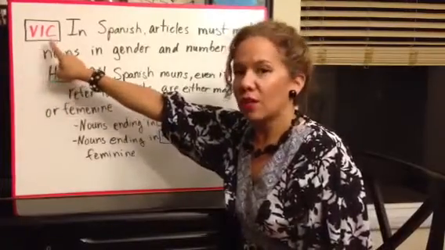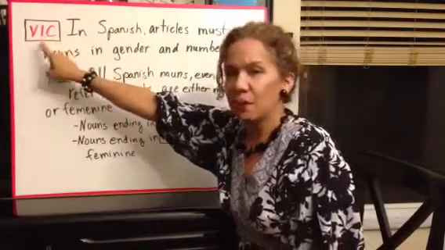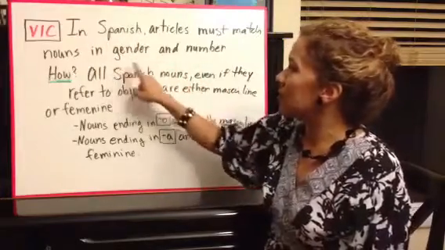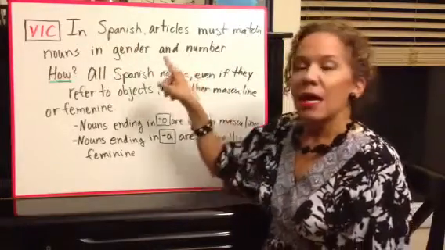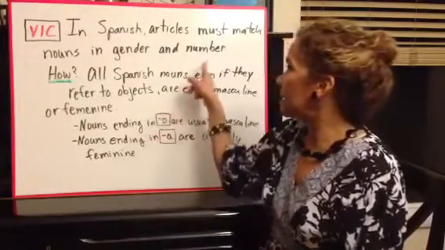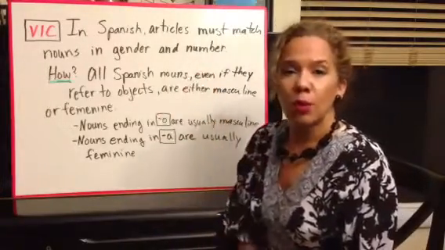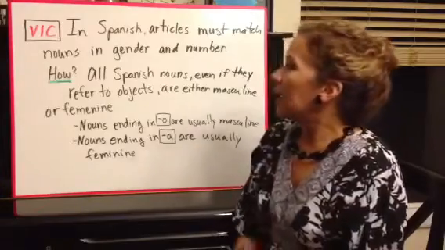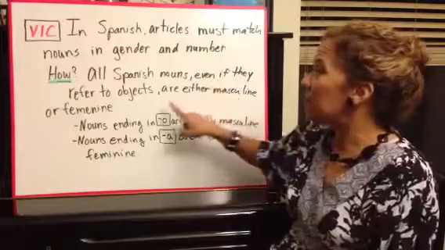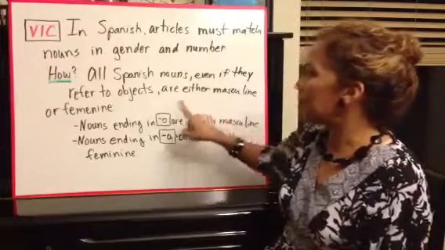Now there's a big rule here, and remember, this stands for a very important concept. In Spanish, articles must match nouns in gender and number. By gender we mean masculine or feminine. By number we mean plural or singular. How is that? All Spanish nouns, even if they refer to objects, are either masculine or feminine.